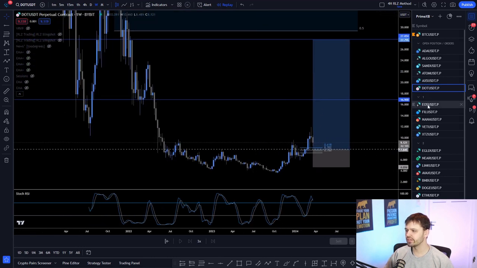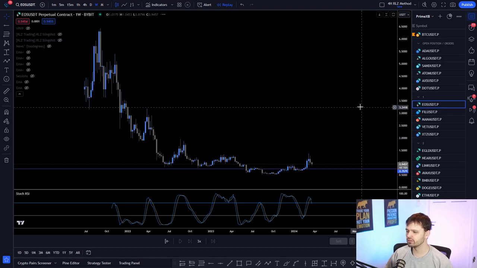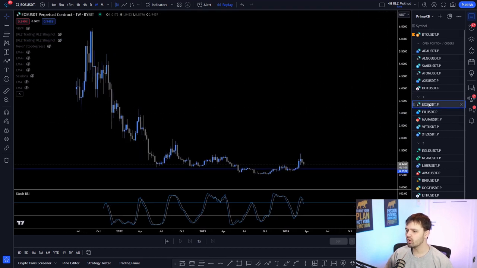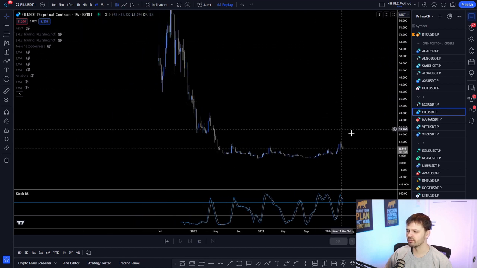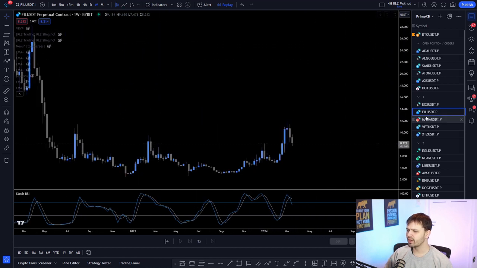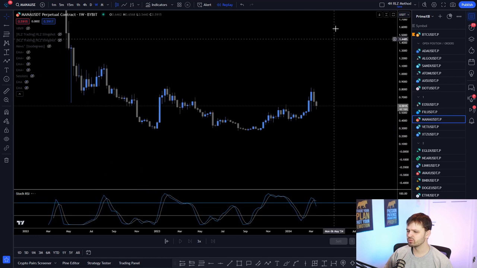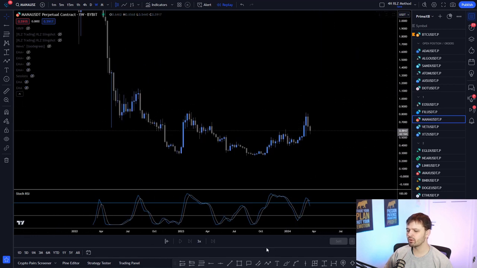I have not posted trade ideas for these, but I'm also looking to enter orders for EOS, Phil. Is it Phil? Is this Filecoin? I believe this might be Filecoin. And then we have Mana as well. I'm going to be posting some orders on Mana. And I think you can see what I'm looking for here.